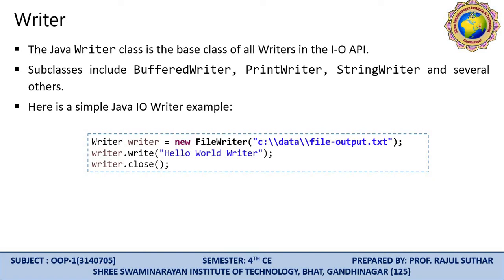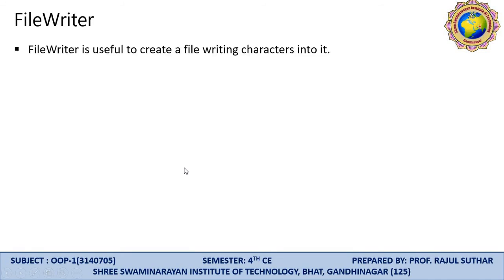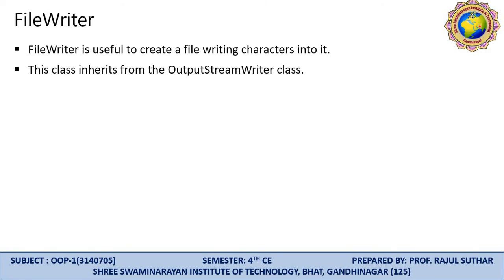So if we are working with the writer, the output.txt file will be used. So writer is equal to new FileWriter. This is the path where we want to save our output file. So output.txt will be generated here. writer.write("hello world") and writer.close() to release the memory. This combines Writer with OutputStream. FileWriter is useful to create a file and write characters into it. This class inherits from the OutputStreamWriter class.